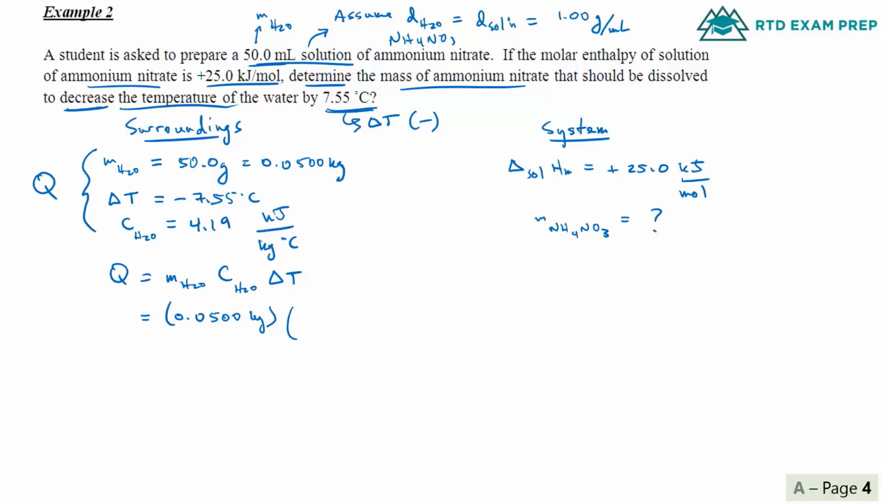But as long as you know that your mass of water for the surroundings is in kilograms, and you're using these units for C, where it's 4.19 kilojoules per kilogram degrees Celsius, and of course our delta T is going to be negative 7.55 degrees Celsius, we can see that the units are going to cancel as such, leaving behind our desired units of kilojoules for our Q. When we punch all these into our calculator, we're going to get a Q of negative 1.581725 kilojoules. Now this is an intermediate calculation.